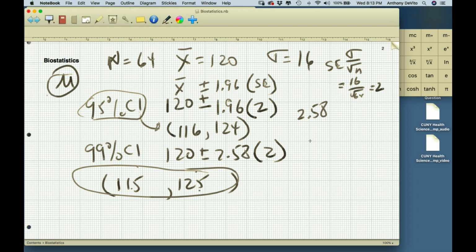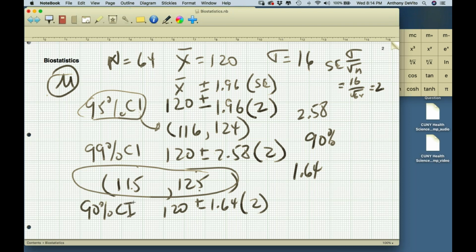And if I'm willing to be only 90% confident, do you remember what that number was? When we did it before, it was 1.64, right? Because we don't have to be as far apart. So that one would be 120 plus or minus 1.64 times 2, and that would be the 90% confidence interval.